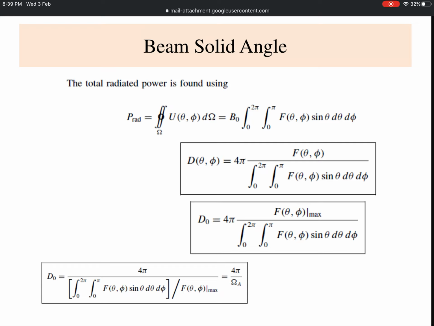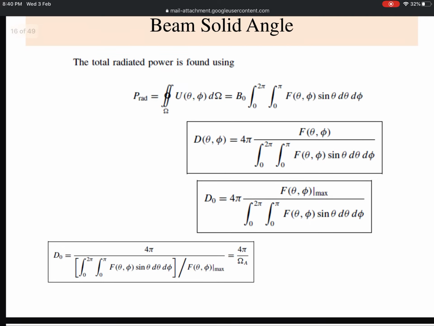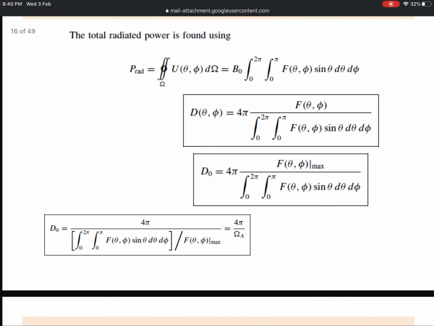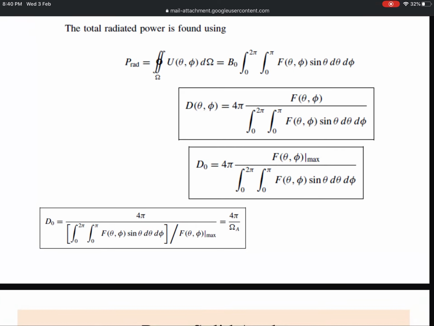I have put it in the denominator. B naught from the numerator and b naught from the denominator will get cancelled, and I got 4 pi divided by the integral from 0 to 2 pi, 0 to pi of f(theta, phi) sine theta d theta d phi. So my D naught will be equal to 4 pi. Since D naught is coming, we are considering the maximum direction, so f(theta, phi) will be maximum.